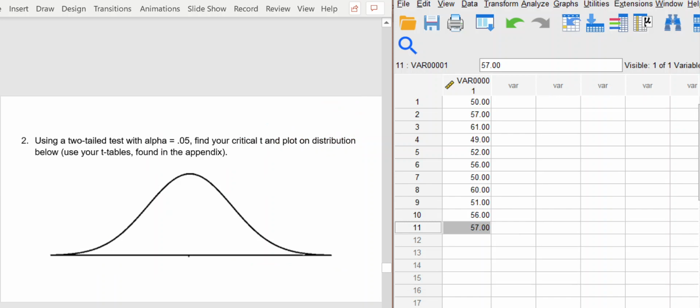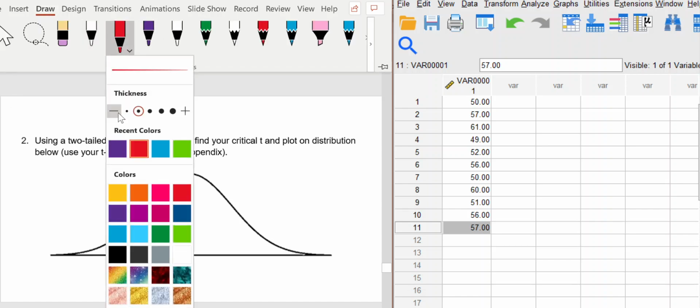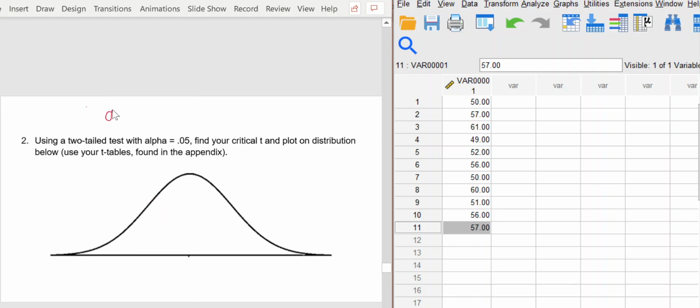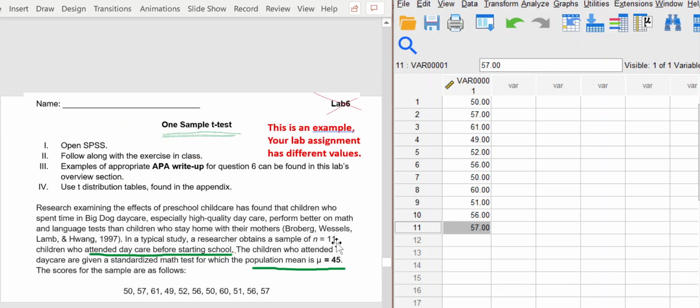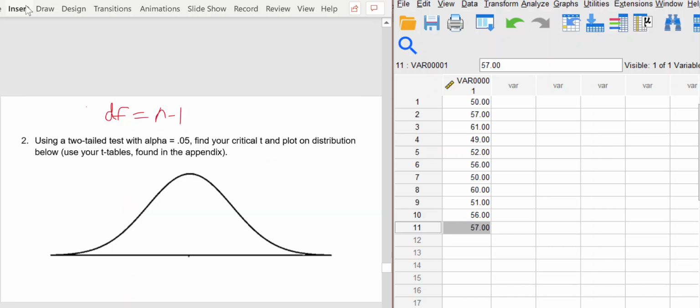All right, so using a two-tailed test with alpha 0.05, find your critical t and plot on a distribution below. So the way that we're going to do this is we are looking at this. We have our degrees of freedom equals n minus 1. In this case, we have a sample size of 11. So we're going to do 11 minus 1, which will give us 10.